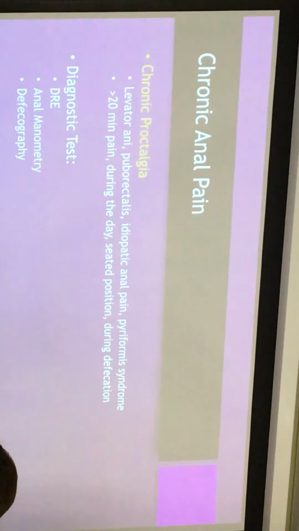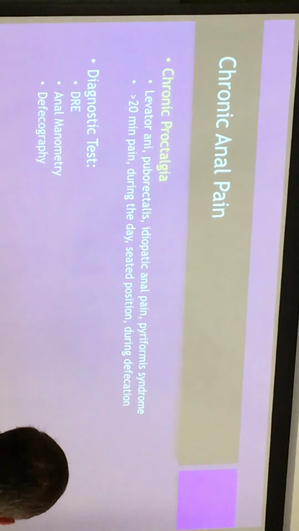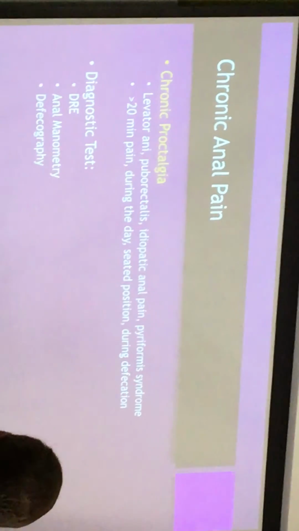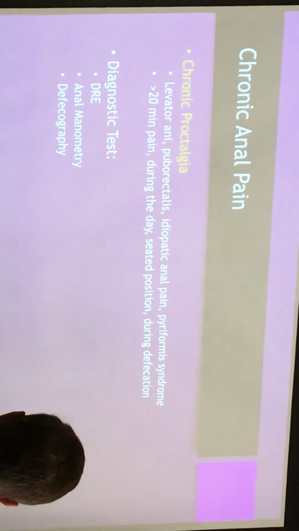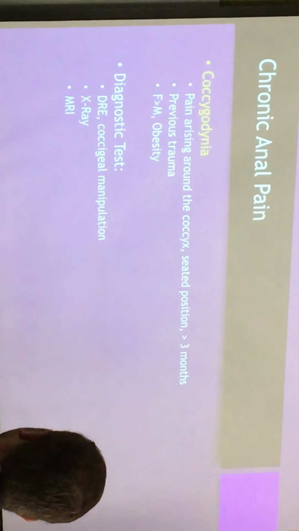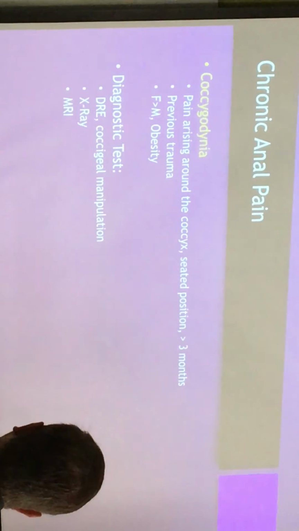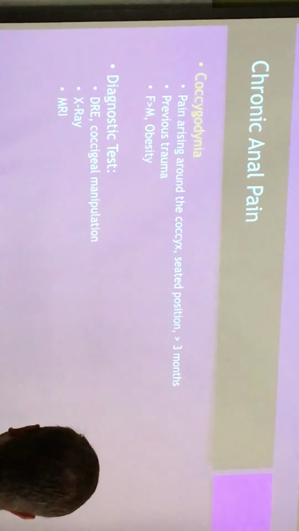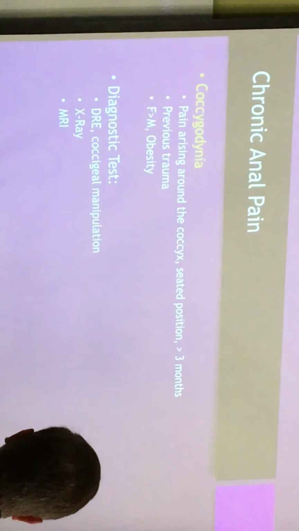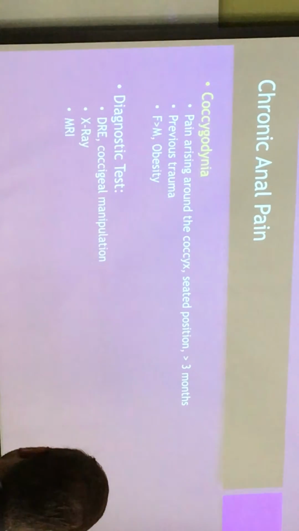So if we want to reveal this condition, most of the time the diagnostic tests we use are, of course, digital rectal examination, manometry, and defecography, looking for hypercontraction or dyssynergic contraction. What about coccygodynia? This is a pain around the coccyx, so it's higher than the anus, but most of the time it's difficult for the patient to reveal the real site, so that's our job to do it.